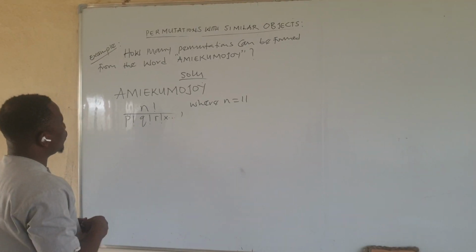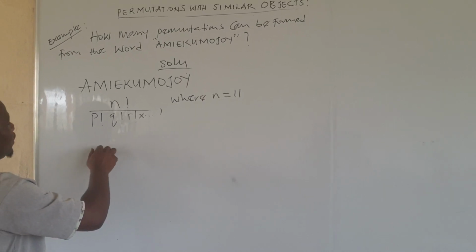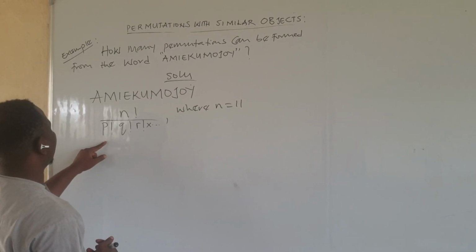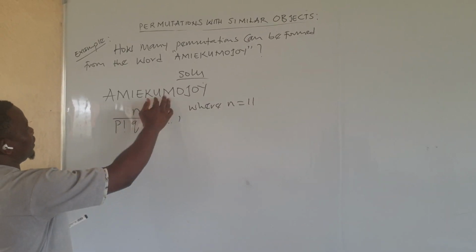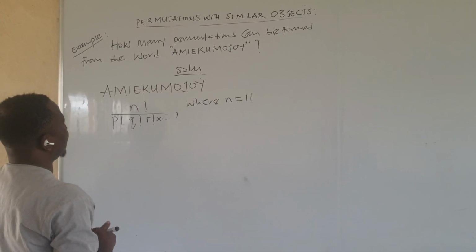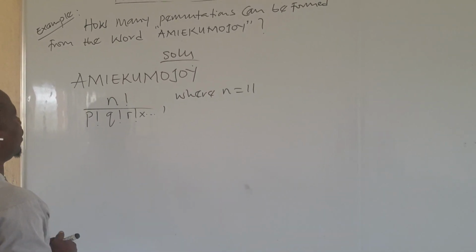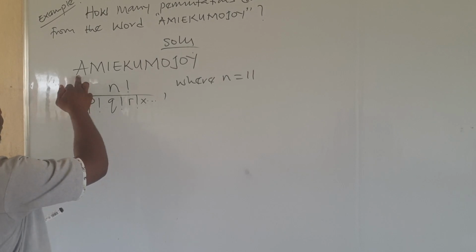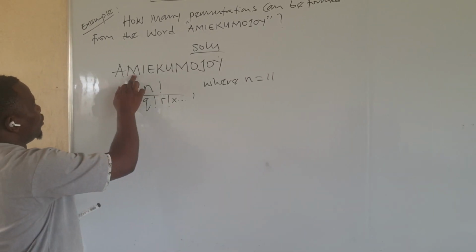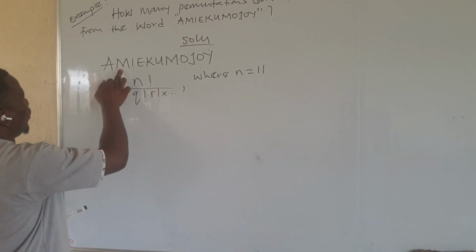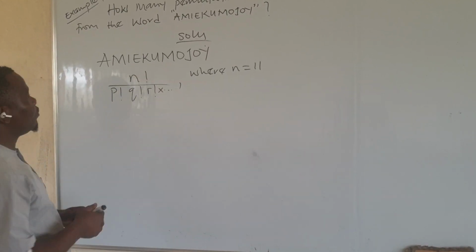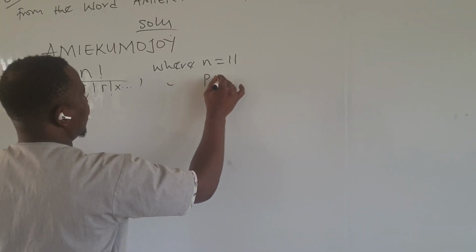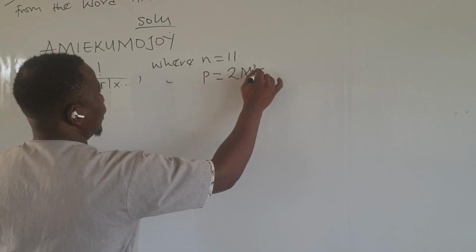Okay. Now, let us obtain our P, possibly Q, and R. How can we obtain our P? Let us look at the common letters. Let's check whether A repeats itself. No, A does not repeat itself, isn't it? We know that M repeats itself, isn't it? We have M here, we have M here. It means we have 2 M's. So our P is equal to 2 M's. Is that clear?